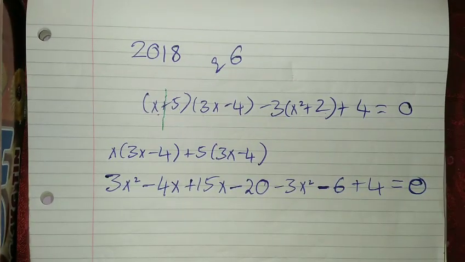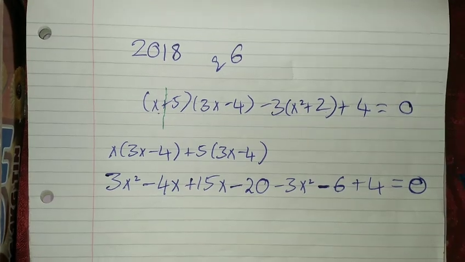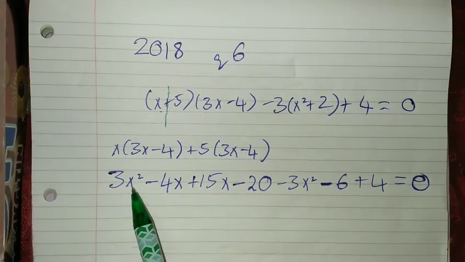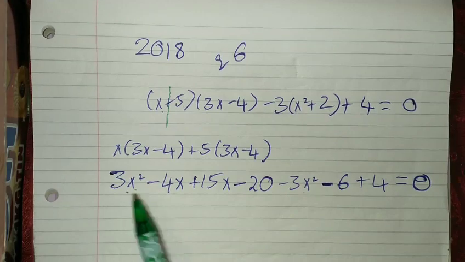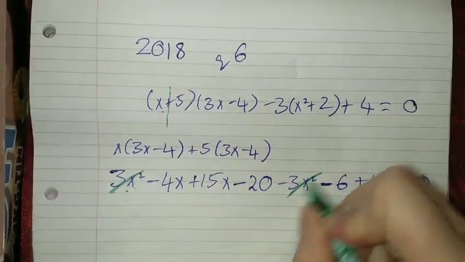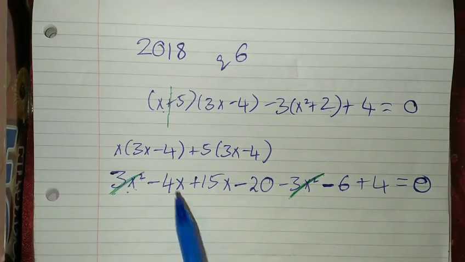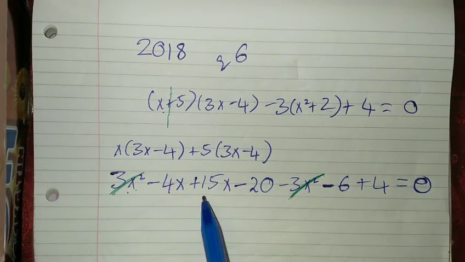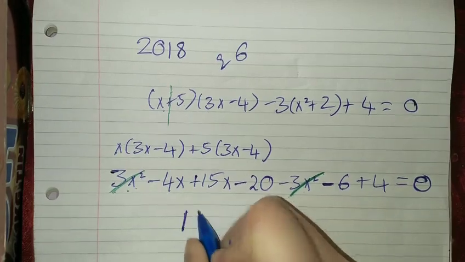Now I might group together terms that have a common variable, like x squared and x squared. So I have a 3x squared and another minus 3x squared. So that's going to be 0. Anything minus itself is 0. And then I have minus 4x and then 15x. So that's going to be 11x.